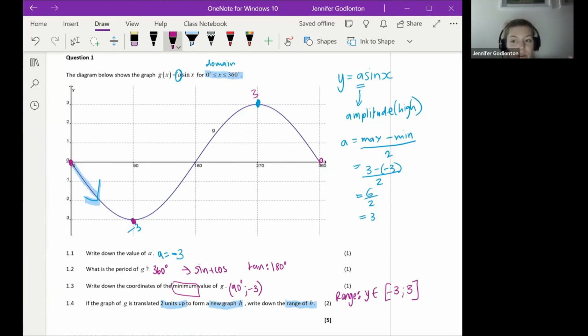Okay, good. Now let's read what this question is saying. It's saying that this graph is translated 2 units up. So we're going to use square brackets because it is allowed to be -3 and it is allowed to be 3, which means it's allowed to include them. So that's why it's going to be square. If I'm moving this whole graph up by 2 units, can you think about what my new range would be? What is my new range going to be?